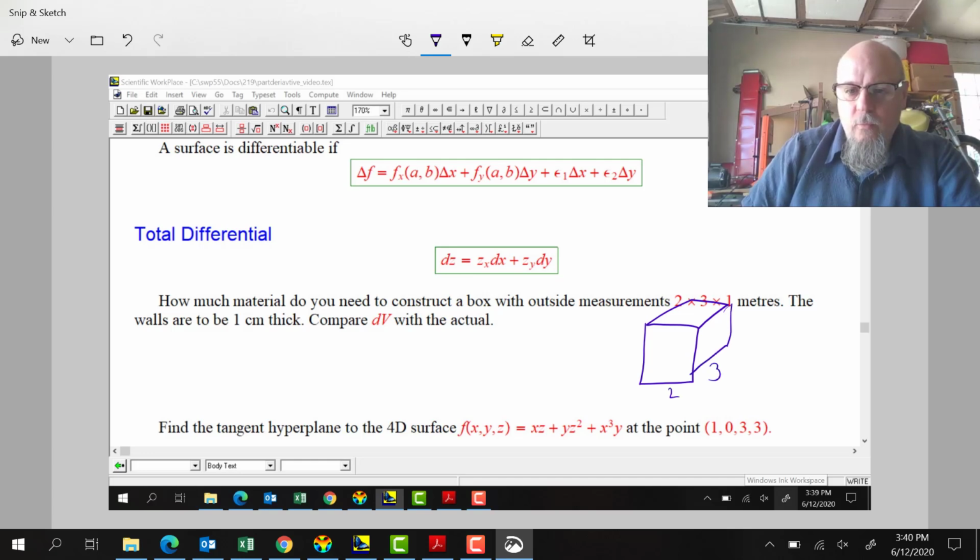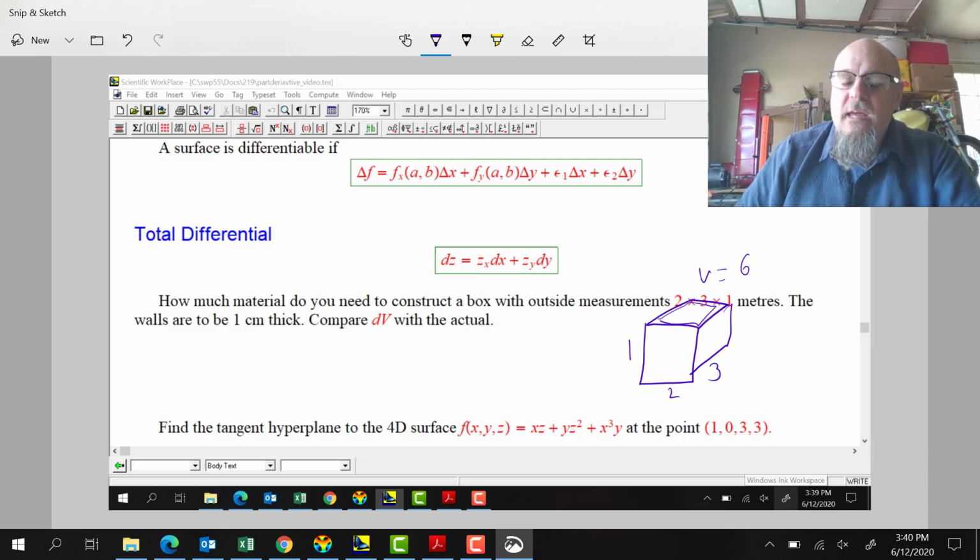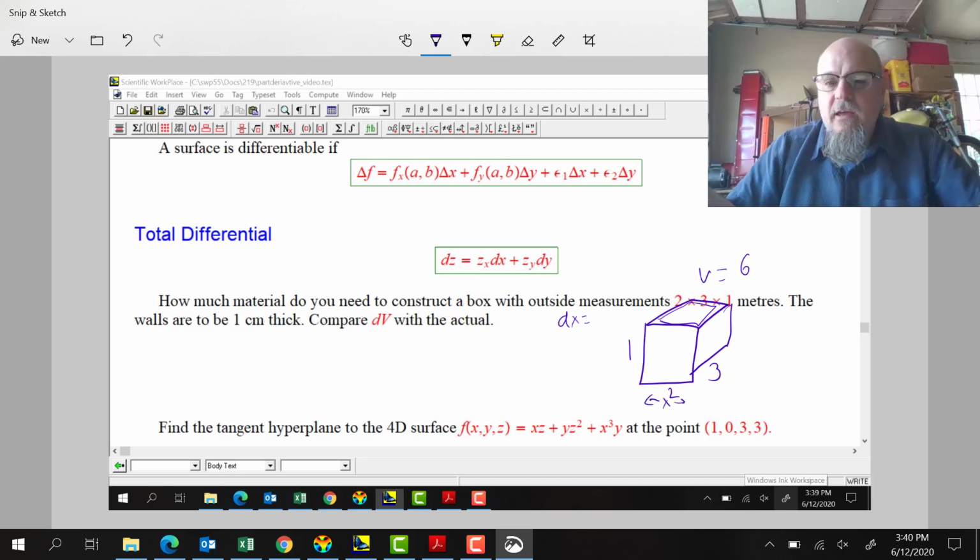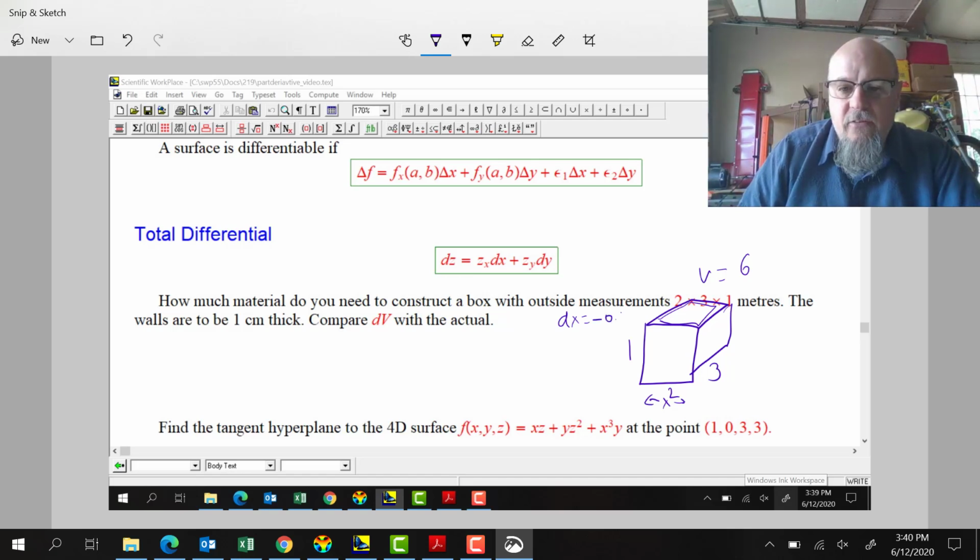Yeah, terrible. 2, 3, 1. There's the outside measurements. The inside measurements, well, they're just a bit skinnier, right? So the actual outside volume is 6 cubic meters. The inside volume, the change in the x, let's call this the x, the change in the x from the outside to the inside goes 1 centimeter here and 1 centimeter here. So the change in the x is 0.02. Likewise, the change in the y from outside to inside is minus 0.02.